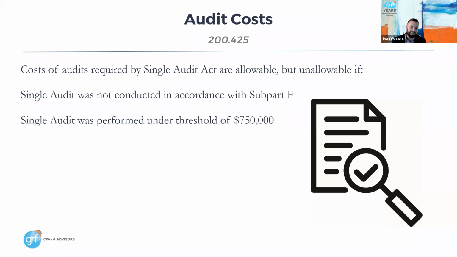For some organizations, it'll change every year. They might spend $800,000 one year and have a single audit, and then the next year only spend $700,000, and therefore not require the single audit. So ensure you have good cutoff procedures to know how much you expended. And that's a key word for the single audit: it's the amount of federal expenditure. So not cash receipts, not revenue, it's the amount you expended during the year. That really is the threshold for whether the single audit is required or not.